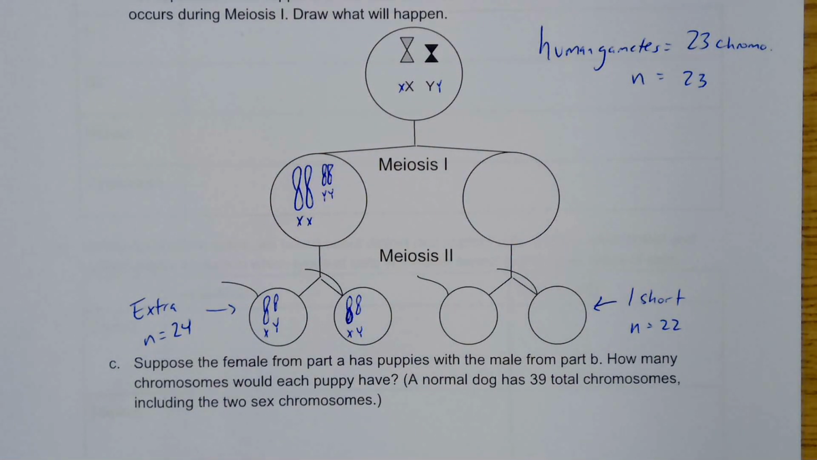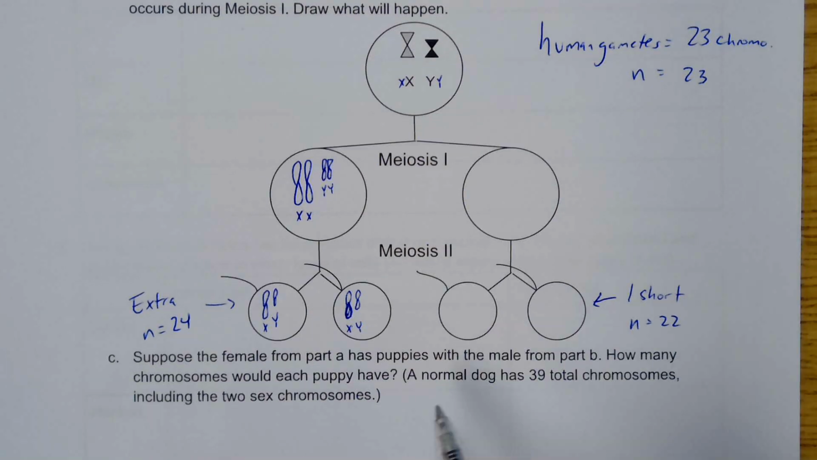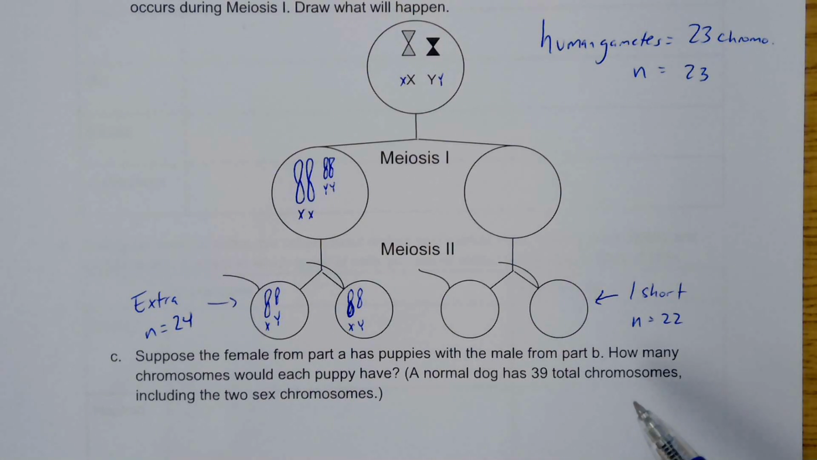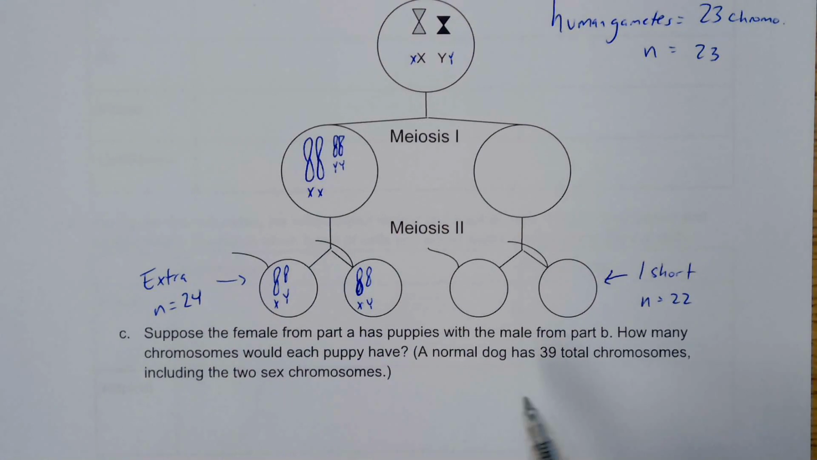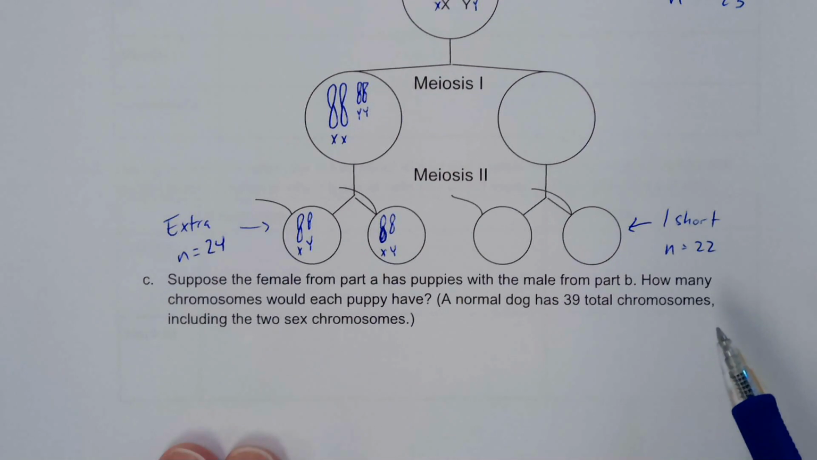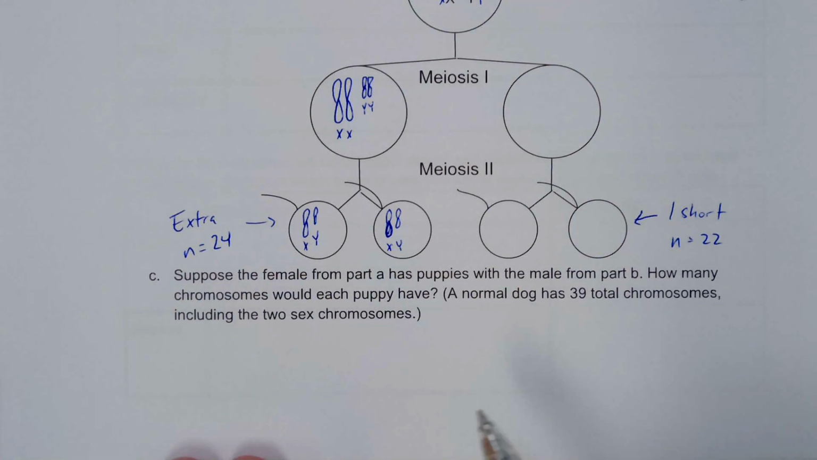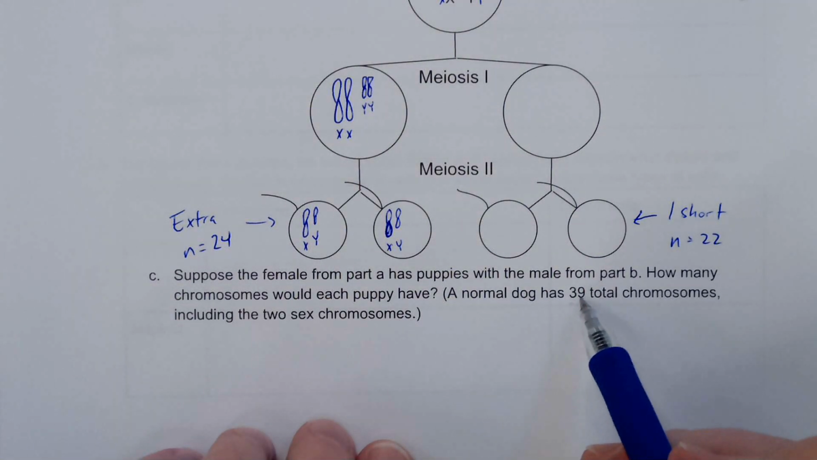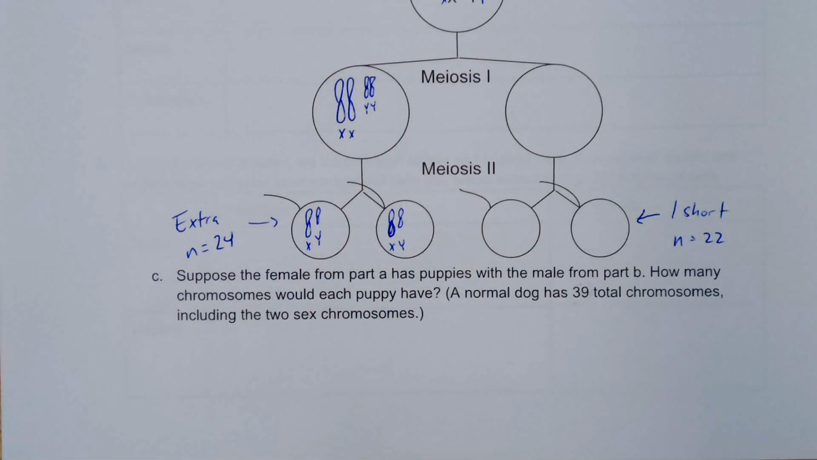And so if we were to say, instead of humans, let's look at a dog, a puppy. So suppose the female from part A has puppies with a male from part B. You're like, wait a minute, we were talking about humans before. Well, we're talking about dogs now. Okay? How many chromosomes would each puppy have from part B? So a normal dog has 39 chromosomes, including the two sex chromosomes. That's supposed to be, I believe, 39 chromosomes in their gametes.